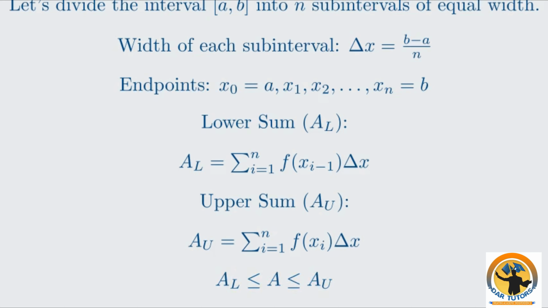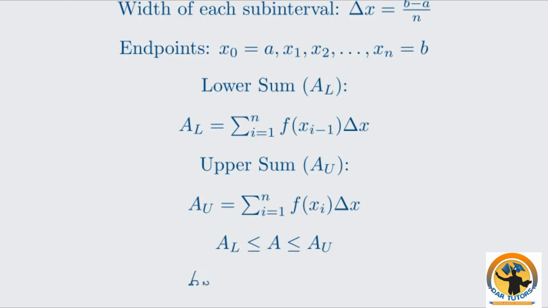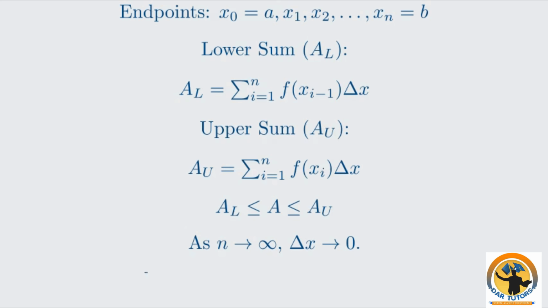Now, what happens as we make the rectangles infinitely thin? This is where the concept of a limit comes in. As the number of subintervals approaches infinity, the width of each subinterval, delta x, approaches 0. The lower and upper sums get closer and closer to each other, squeezing the true area A between them. This limit, if it exists, is the exact area under the curve. This is the formal definition of the definite integral.